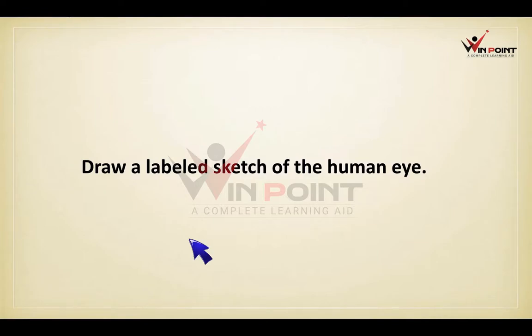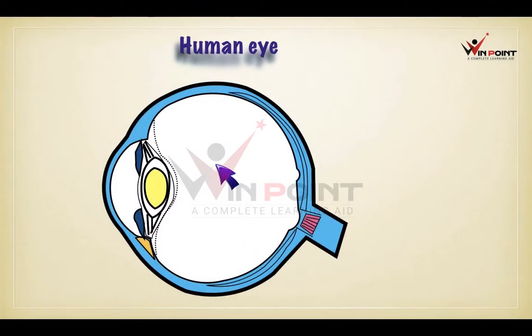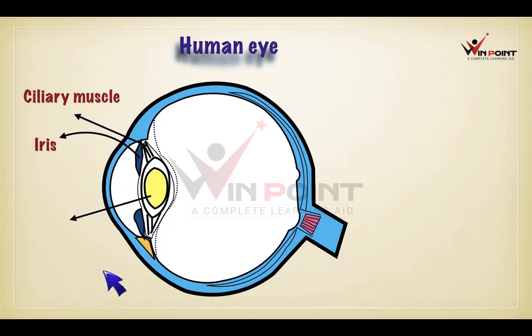Draw a labeled sketch of human eye. It is the human eye. We are going to mark the important parts: ciliary muscles, iris, it is the colored part of the eye, lens, which is helping to form images, cornea, the transparent part of the eye, retina, the image forming part of the eye.